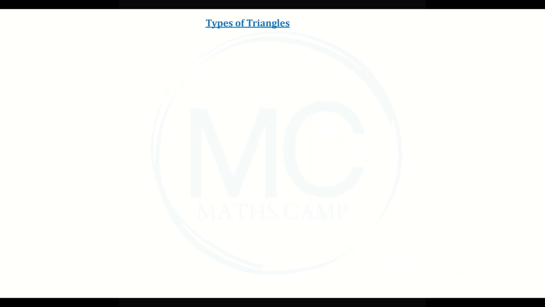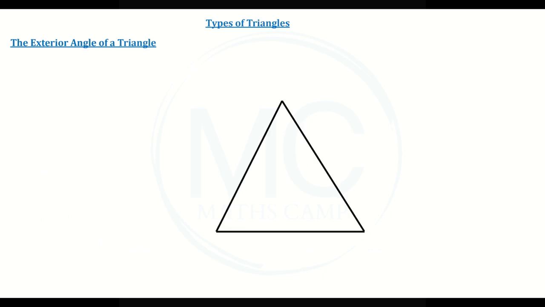Next, I'd like to look at exterior angles of a triangle. Let's draw a quick triangle and name it ABC. We don't know if this triangle is equilateral, isosceles, or scalene. The sides do not matter. Here we are focusing on angles. We know that an interior angle sits inside the triangle. So let's draw an interior angle at C in blue.